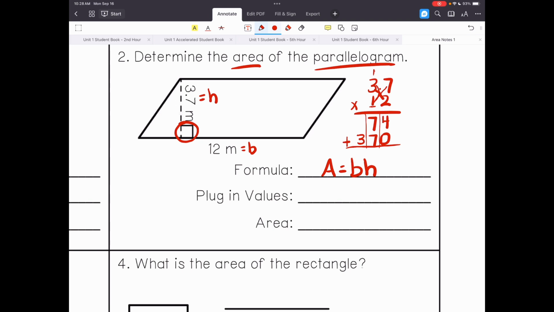After I do my 2 separate multiplication problems, I'm going to add the partial products together. So 4 plus 0 is 4. 7 plus 7 is 14. So I'm going to carry the 1, drop the 4. And then 1 plus 3 is 4. So it looks like we have 444.